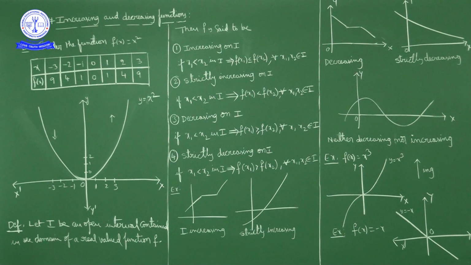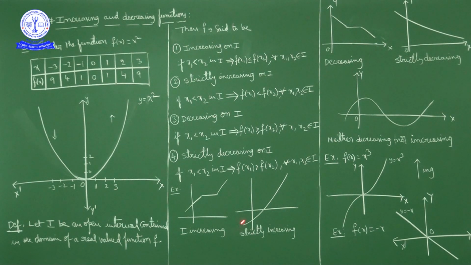Now f of x equal to x square: when the interval is 0 to infinity, it is an increasing function; when the interval is minus infinity to 0, it is a decreasing function; when x belongs to minus infinity to plus infinity, it is neither an increasing nor a decreasing function. But some examples, increasing, stationary and increasing.